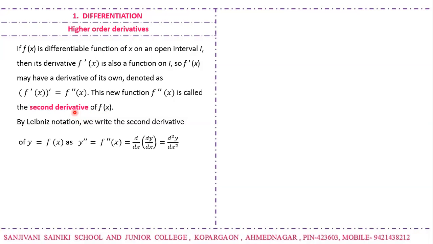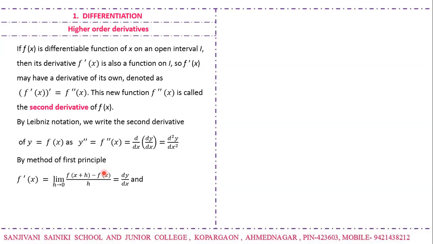Now, by Leibniz notation, if y is equal to f of x is the given function, then y double dash is the second derivative of f of x. F double dash is the second derivative of f of x. Or we can write it as d by dx of dy by dx, or we can write d2y by dx square. So these are all the notations of the derivative. F dash is the first derivative. F double dash is the second derivative. Dy by dx is the first derivative. D2y by dx square is also a notation. It is called the second derivative.